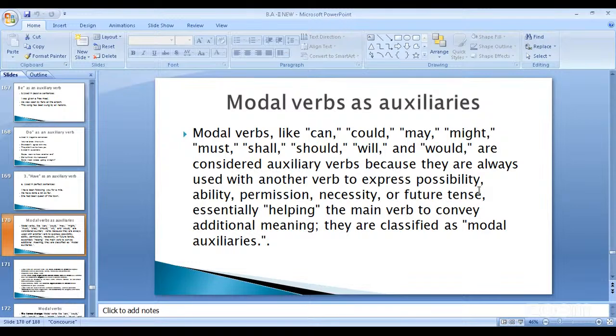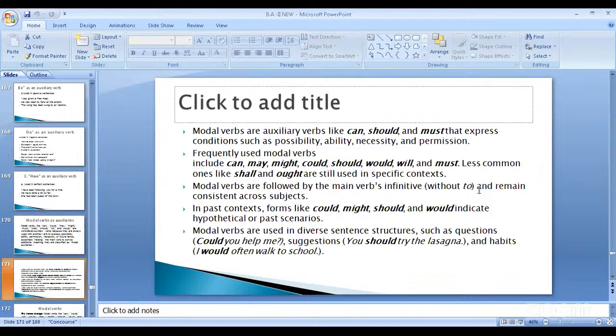Now, modal verbs as auxiliaries. Modal verbs like can, could, may, might, must, shall, should, will, and would are considered auxiliary verbs because they are always used with another verb to express possibility, ability, permission, necessity, or future tense, essentially helping the main verb to convey additional meaning. They are classified as modal auxiliaries. Another very important point: modal auxiliary verbs always occur as a helping verb, unlike the primary verbs, which are sometimes the main verbs or a helping verb for a main verb.